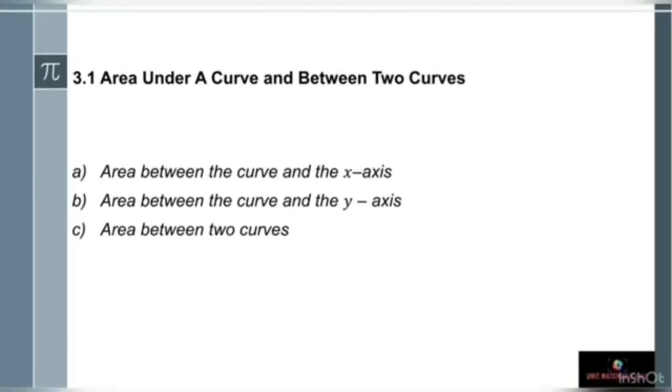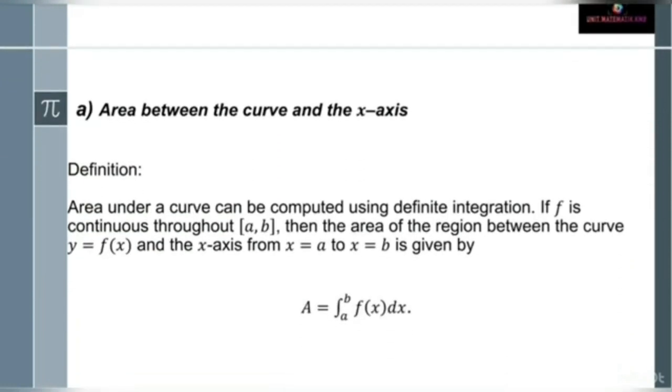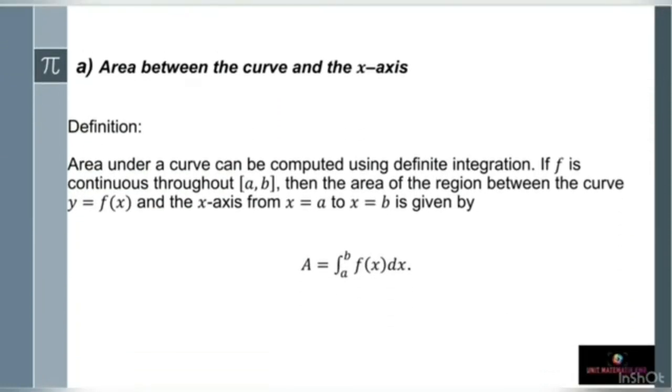So this lecture is divided into 3 parts. The first part is area between the curve and the x-axis. The second part is area between the curve and the y-axis. And the third part is area between two curves. So for the first part, area between the curve and the x-axis, the definitions.